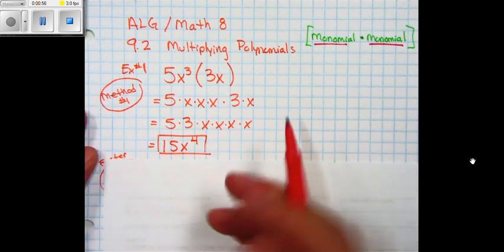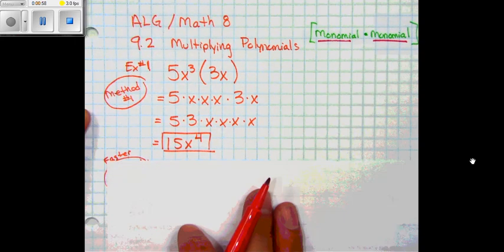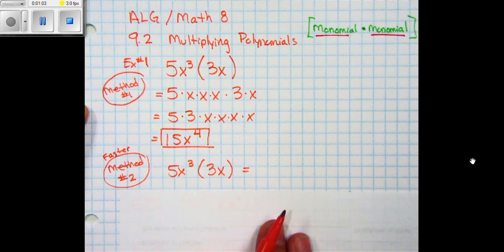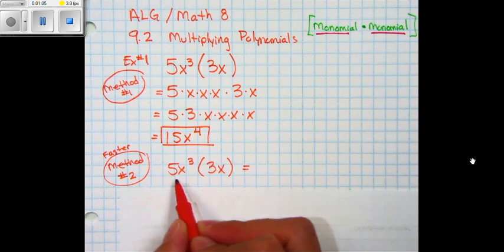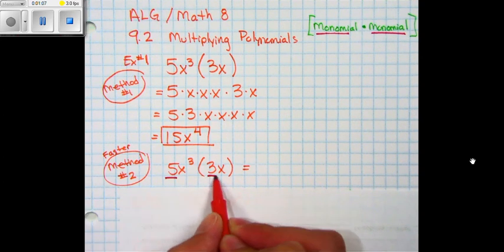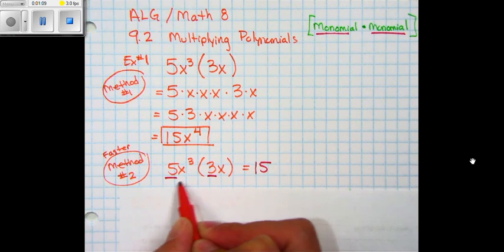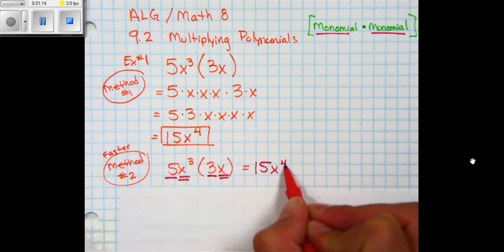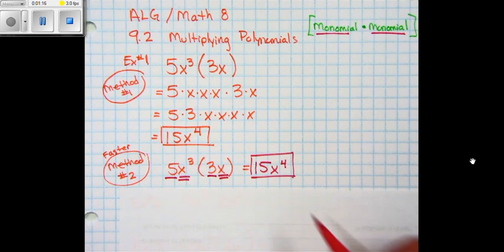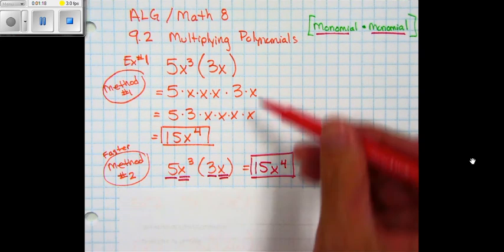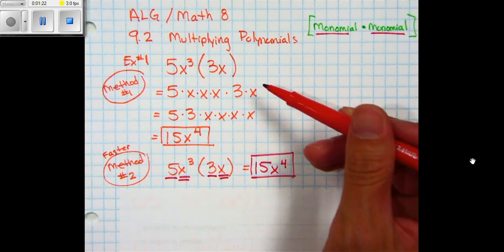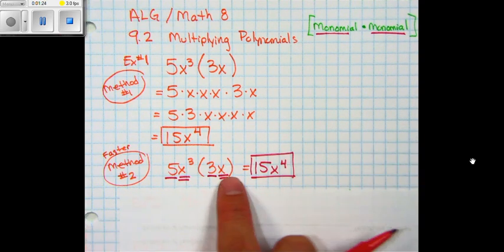Okay. A second method is a little bit faster, so I'm going to show you this method. Let's take a look at this one, the same exact problem. I can easily do this. 5 times 3, that's 15. X cubed times x, well, that's x to the fourth power. I can get that answer much faster, within seconds, as opposed to breaking this up. If you're more comfortable doing it the first way in the beginning, please do so, you get more practice, but eventually you want to get to this point.